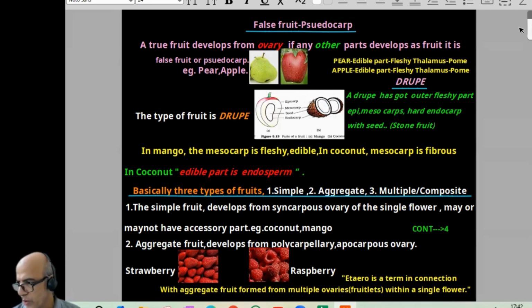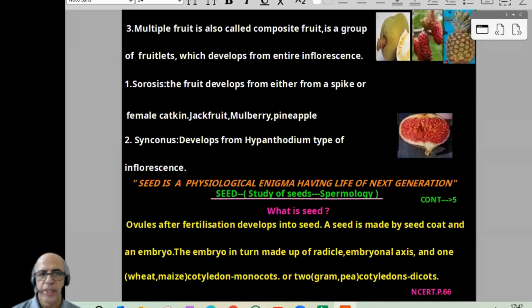Now we can proceed to the last group of fruits, that is multiple fruit. Multiple fruit is also called composite fruit. It is a group of fruitlets. Fruitlet means small fruit, which develops from the entire inflorescence. So multiple fruit develops from the entire inflorescence.